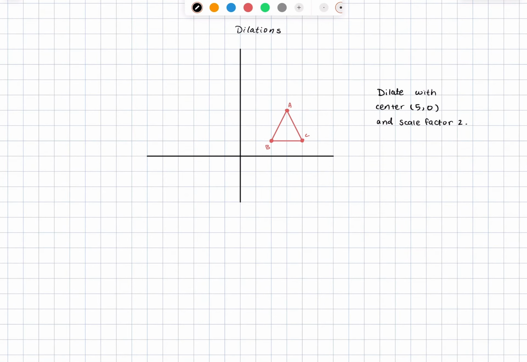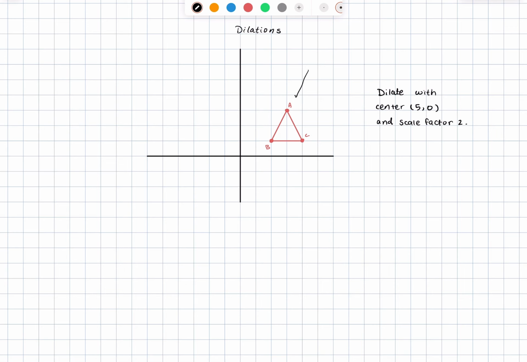Hey guys, in this video we're going to be talking about dilation. So dilation just basically means stretching or making bigger, or shrinking. Stretch or shrink, that's basically what dilation is.